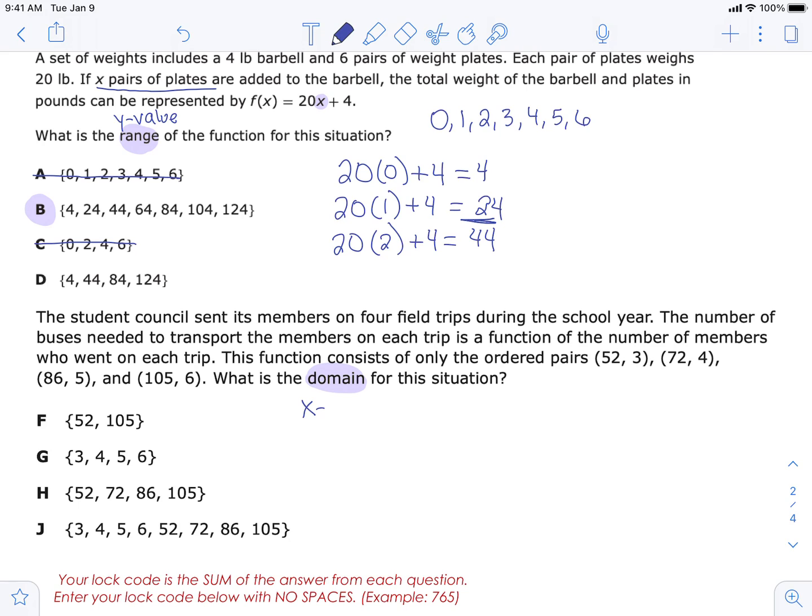Again, domain is our x values. So every ordered pair is (x, y), and we just want the list of the x values. So we're just looking for 52, 72, 86, and 105, which tells me answer choice H is the correct one.